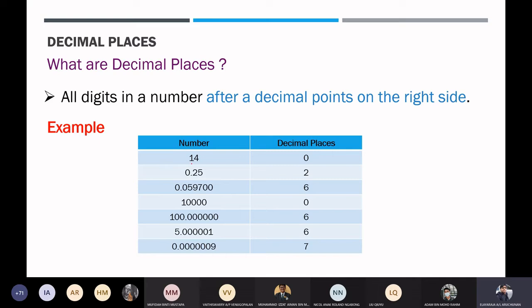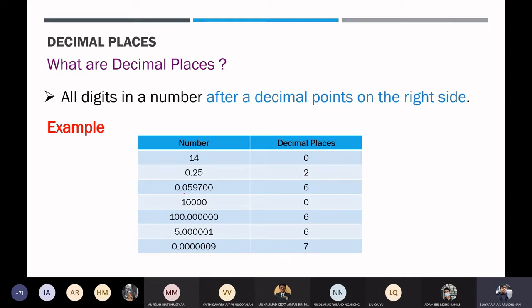The 14, we call that zero decimal places because there are no numbers after the point. So there are zero numbers, which means we call it zero. Then 0.25, obviously after the point there are two numbers, so we have two decimal places.